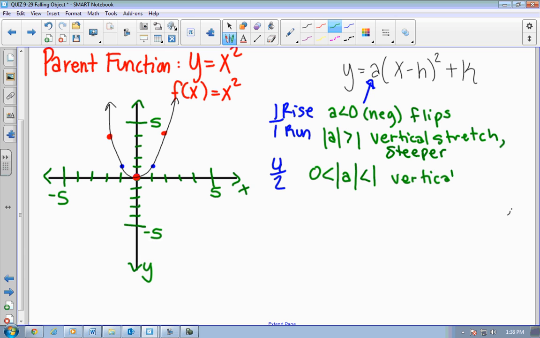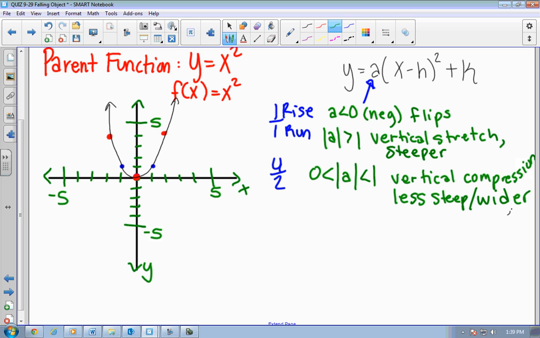Vertical compression. And that means it's going to get less steep or wider. Okay, that has a lot. A tells you a ton of stuff.